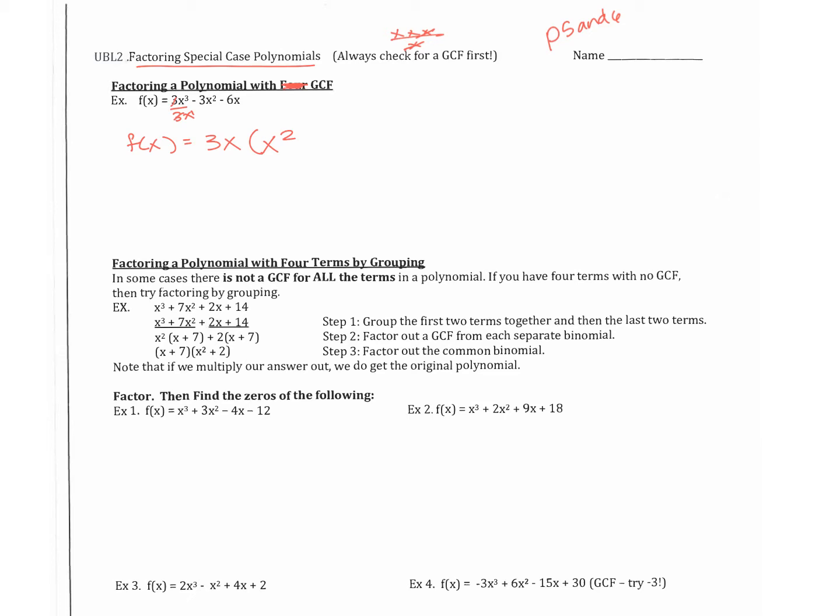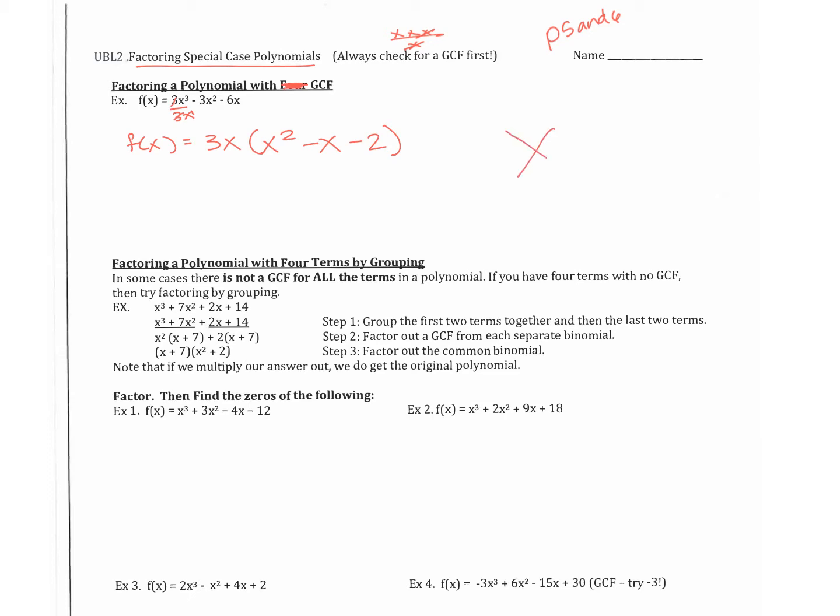And then negative 3x squared divided by positive 3x gives me a negative x, and negative 6x divided by a positive 3x gives me a negative 2, and my x's cancel. Now I might be done here, but x squared minus x minus 2 actually factors. So I have to continue factoring until it's in its most factored form.